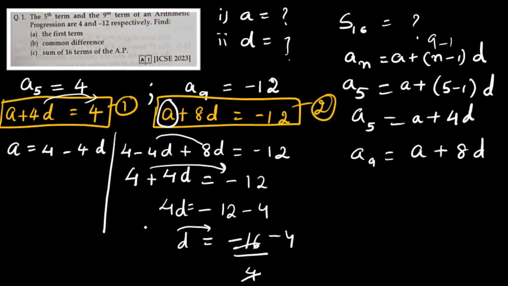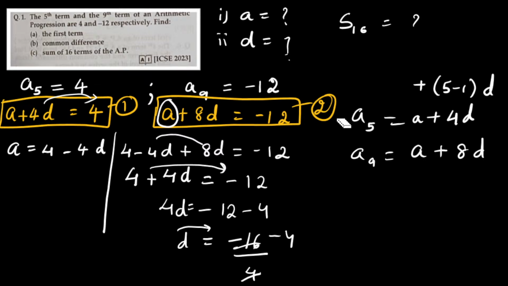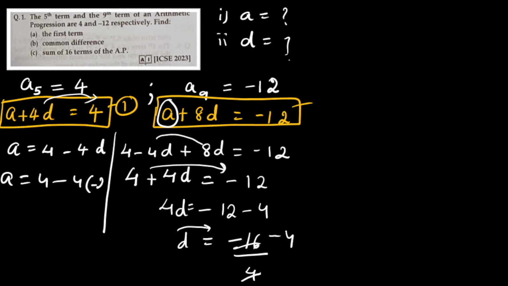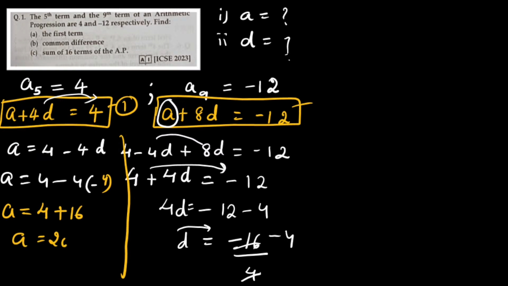Okay, so now that we have d's value, what we will do is substitute it in the first equation and find the value of a also. So here I'll substitute a is equal to 4 minus 4 into d's value. I'm substituting d's value here, minus 4. So a is equal to 4 minus 4 into minus 4, which is plus 16. So a's value is equal to 20.